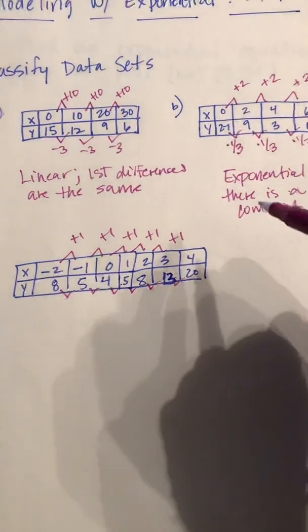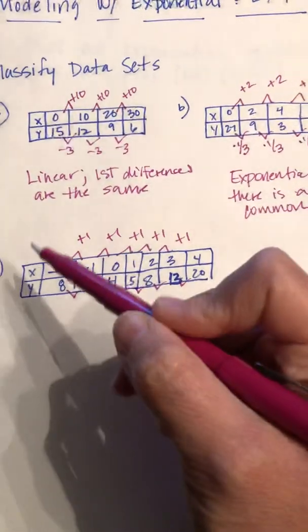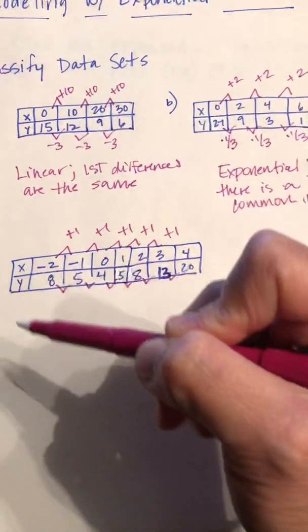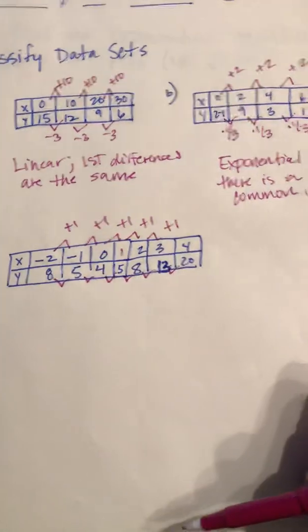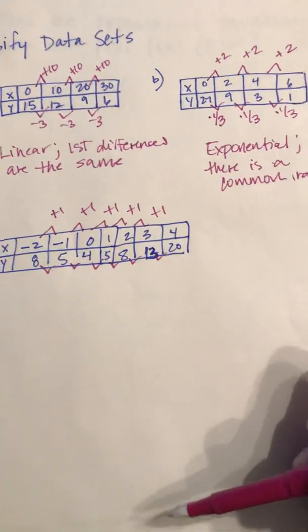Remember what a quadratic looks like, a parabola, right? So there should be some sort of trend where it starts decreasing and then goes back up, or vice versa. So that's kind of a trend in quadratics.